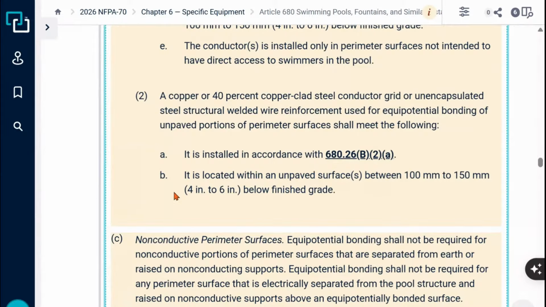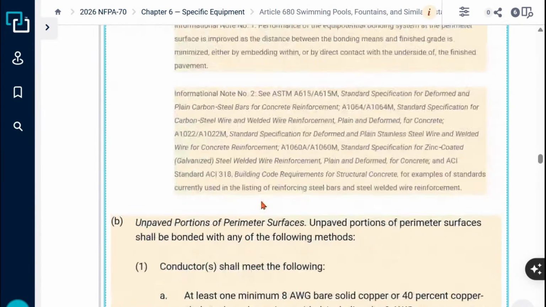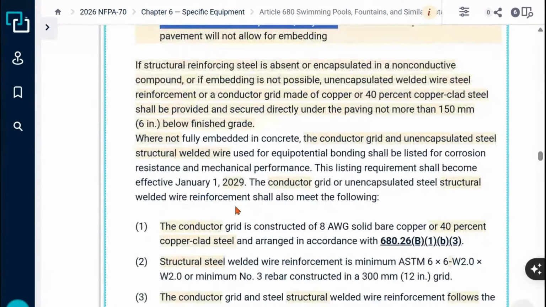Now, Vince, didn't we already figure that we were going to do that anyway? I mean, this is for the unpaved. In the paved one up here, it was kind of the same deal, right? 4 to 6 inches below. Well, this one is 6 inches, right? So it's not more than 6. So it could have been 4, but it's not more than 6.